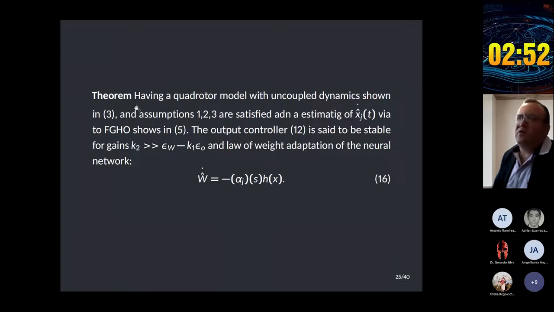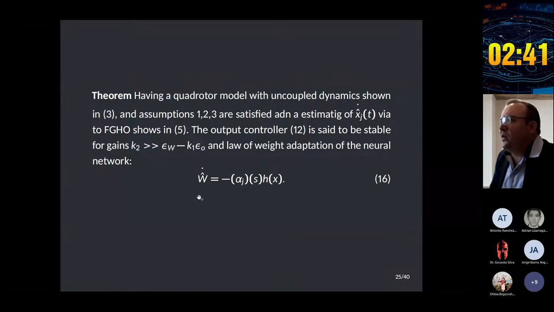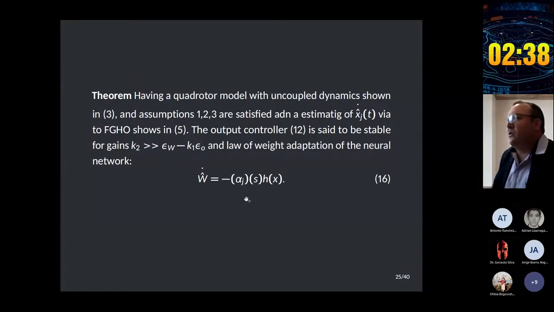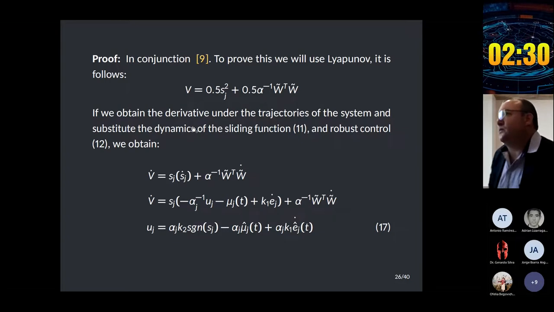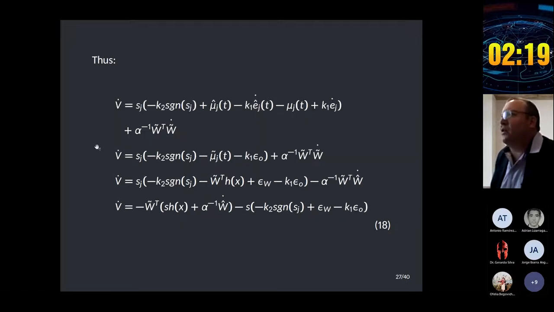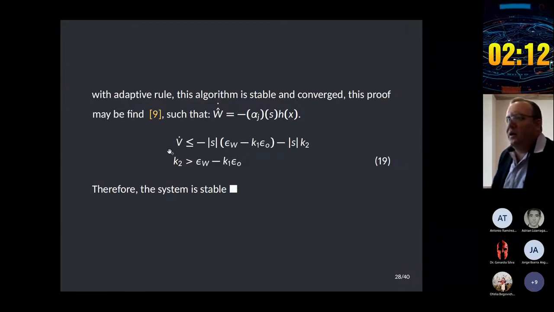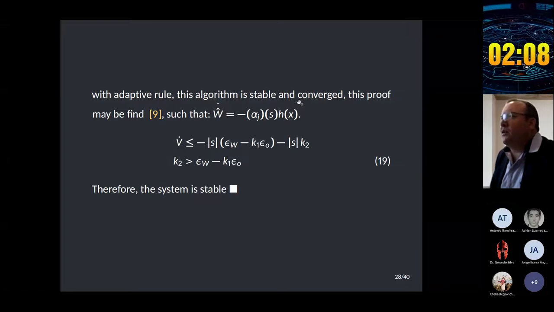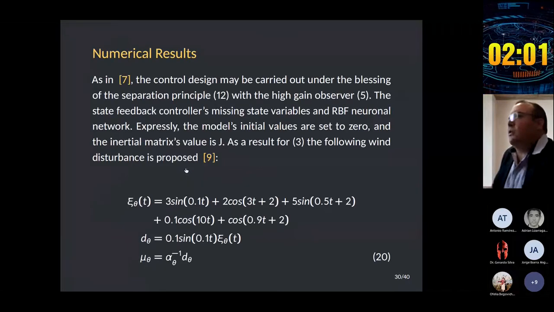And finally, we have the main theorem. The main theorem basically says that with this control and with the adaptation law of the neural network, we have stability of the quadrirotor. It is a classical proof using Lyapunov. We propose a classical Lyapunov function for adaptive control, the same philosophy. If we propose this adaptive neural network, finally we have stability.